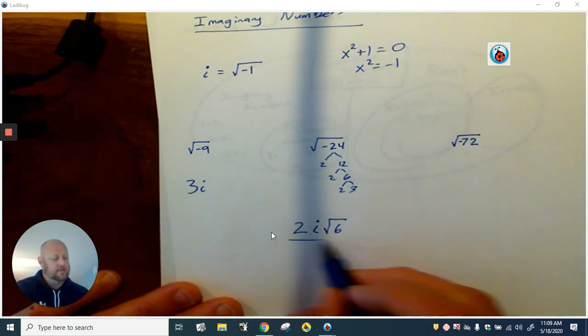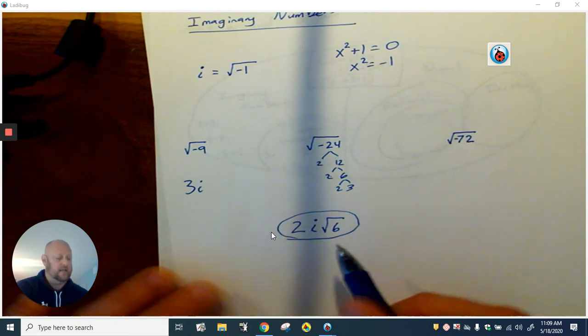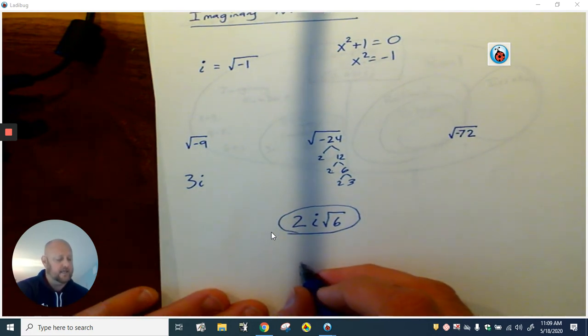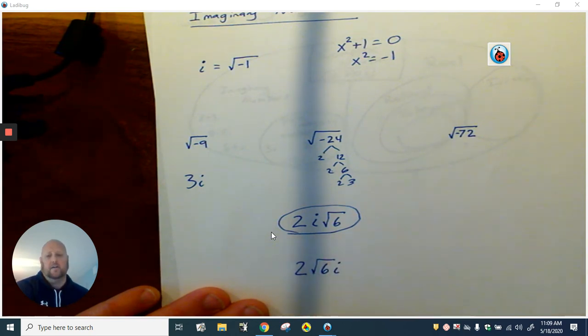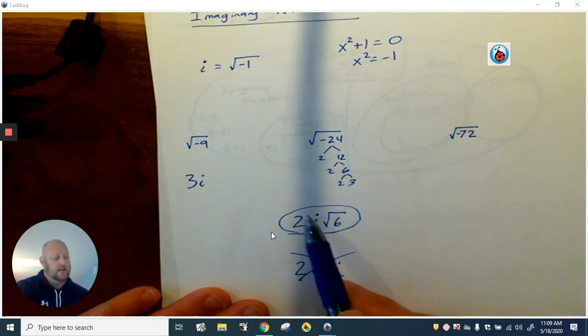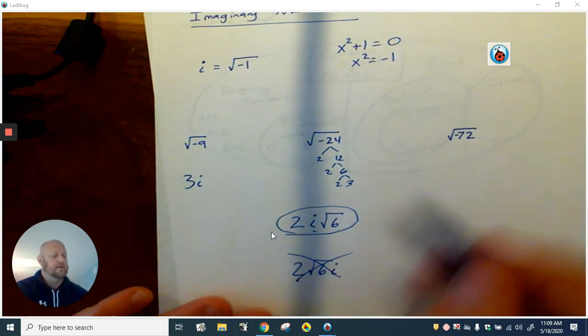And we write our answer like this instead of putting the i at the end, because if we put the i at the end, it can get confusing: is that i underneath that square root or not? So we try not to write it like this. It's a lot more clear when we write it like that, okay?